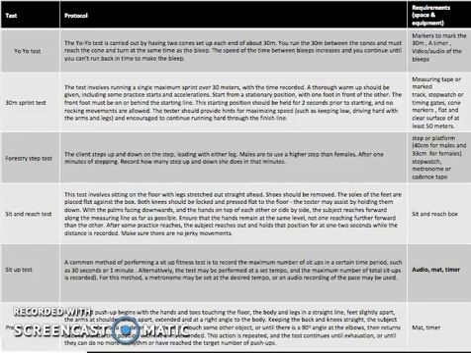Sit and reach test. Test involves sitting on the floor with legs stretched out straight ahead. Shoes should be removed. The soles of the feet are placed flat against the box. Both knees should be locked and pressed flat on the floor. The tester may assist by holding them down, with the palms facing downwards and their hands on top of each other side by side.